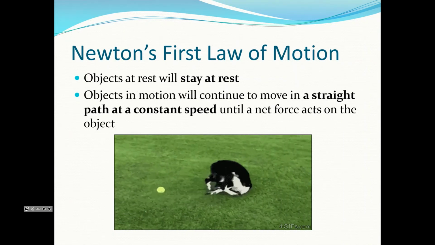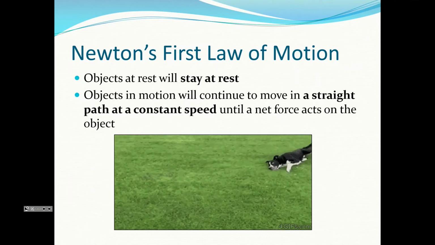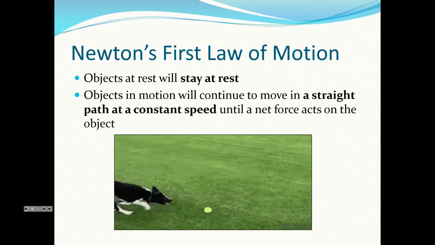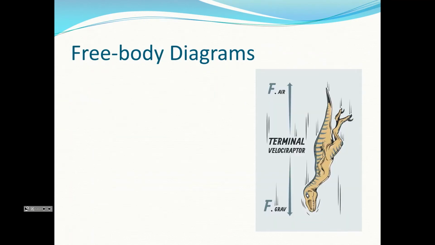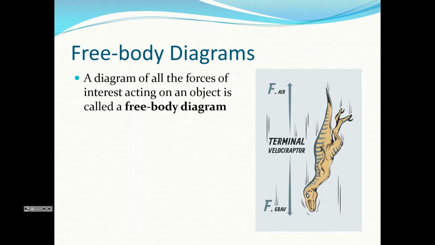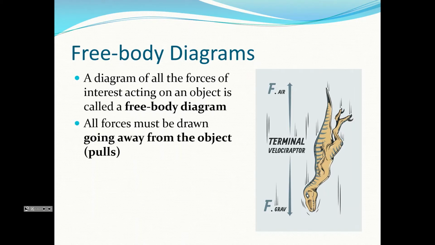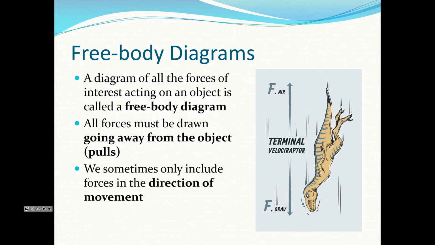Okay, that's what Newton's first law says. Objects at rest stay at rest, objects in motion continue in a straight path at a constant speed until a net force acts on the object. So to talk about forces, what we need is free body diagrams. A free body diagram shows a diagram of all the forces of interest acting on the object. All forces must be drawn going away from the object as pulls. Even if they're pushes, we draw them as pulls. And sometimes we only include the forces in the direction of movement. I say sometimes because you'll get the idea once we do a few questions.